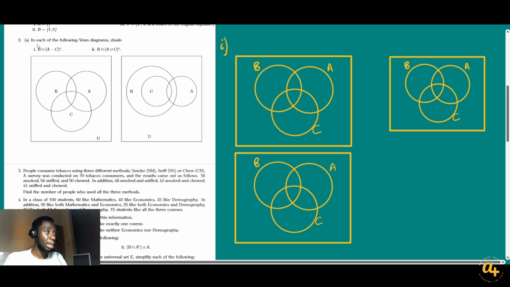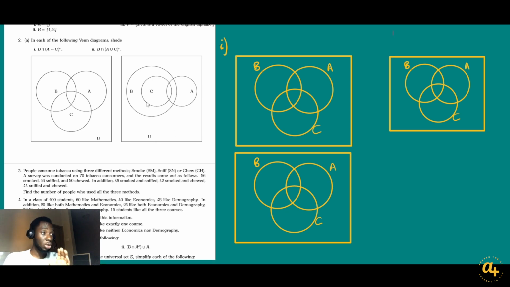So, question 2 reads: in each of the following Venn diagrams shared, Roman numeral 1, the set B intersection (A minus C complement), and Roman numeral 2, the set B intersection (A union C complement). So these are the sets that we have to shade in each and every one of the Venn diagrams, and this is how it's going to work. For Roman numeral 1, we're going to shade this set in this Venn diagram, and then we're also going to shade it in this Venn diagram. And the set in Roman numeral 2, we are also going to shade it in this Venn diagram first, and then secondly we're going to shade it in this Venn diagram right here. So this is what we are going to be doing today.